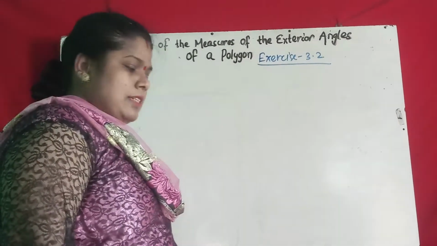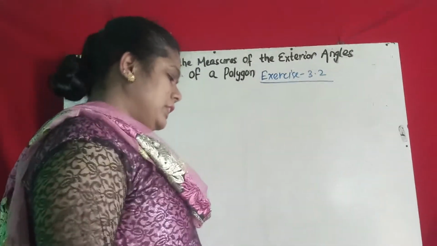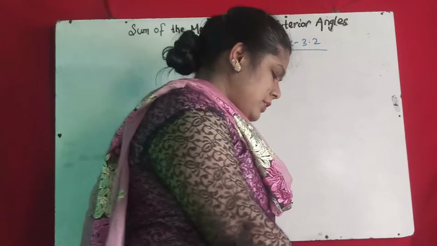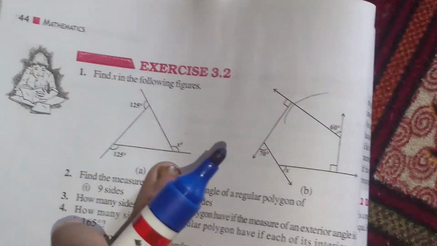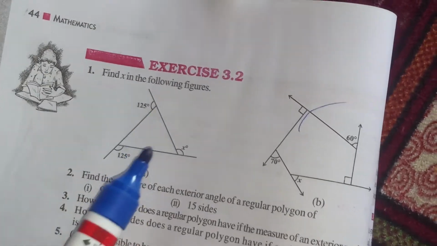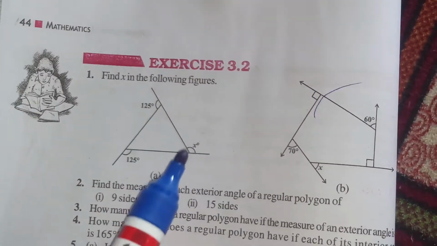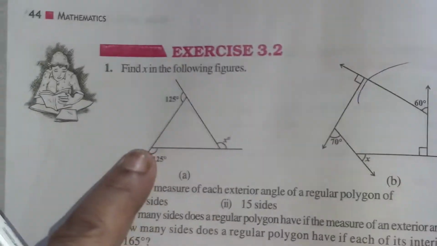Now we discuss exercise 3.2. Number 1: a triangle whose two angles are given. The third angle is asked. So here what you do is you just subtract from, sorry, 360 degree. Outside angles are 360. 125 plus 125 is 250, then 360 minus 250.